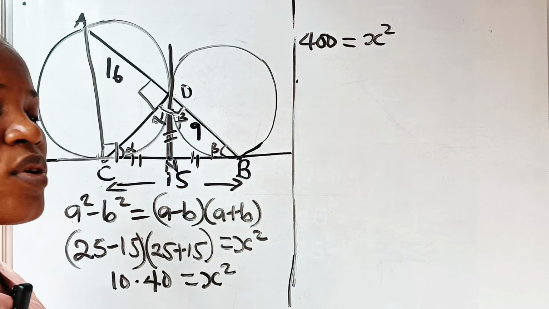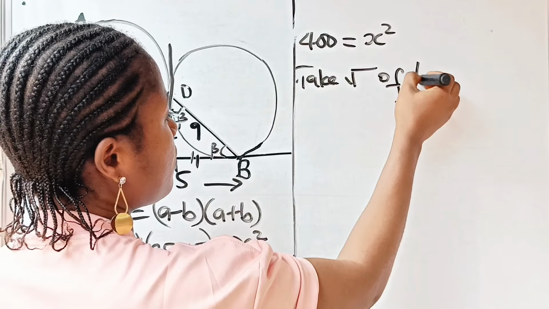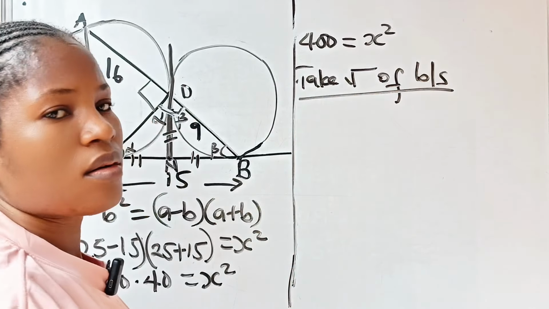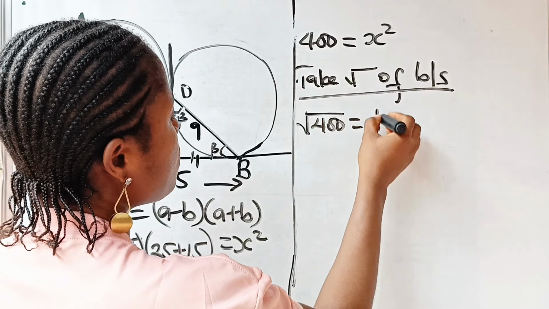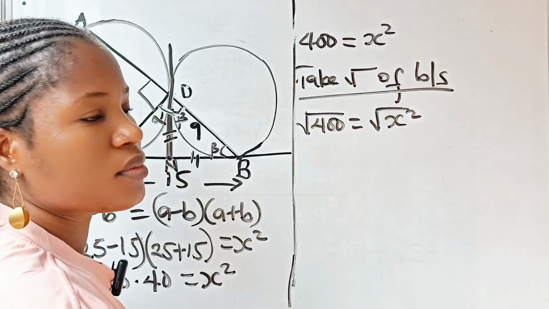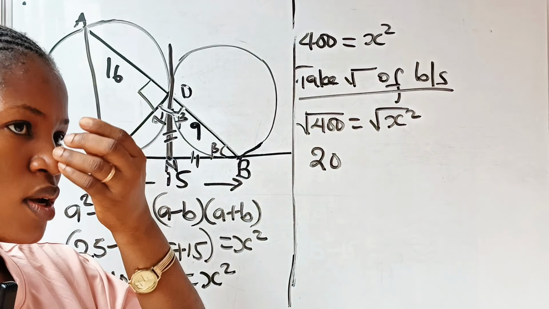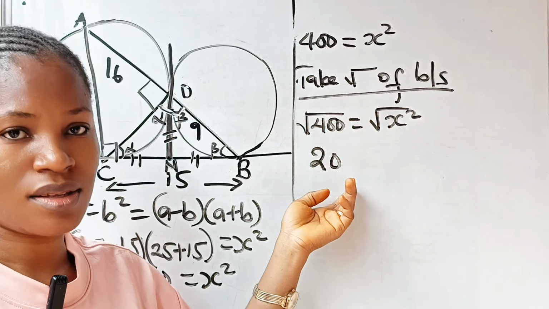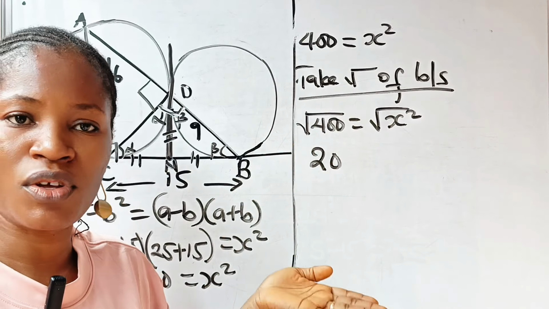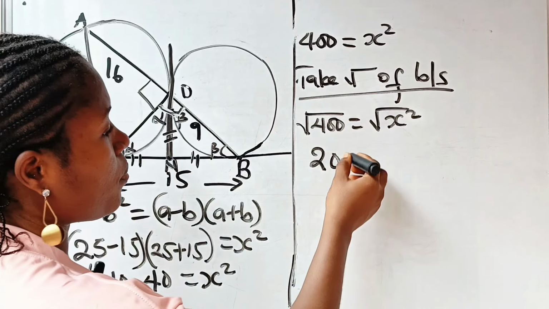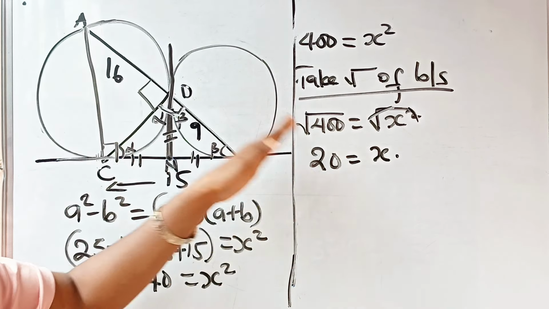Now if we take the square root of both sides, we will have the square root of 400 is equal to the square root of X squared. Now the square root of 400 is 20, actually plus or minus 20, but because we are talking about length, we are going to take the positive because length cannot be negative. So we have 20 is equal to X.